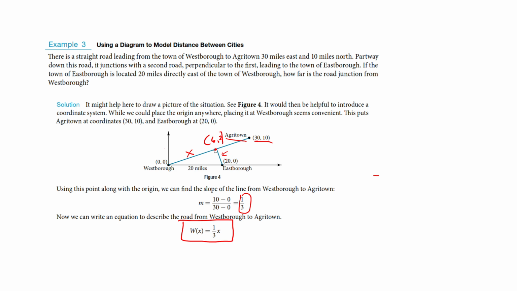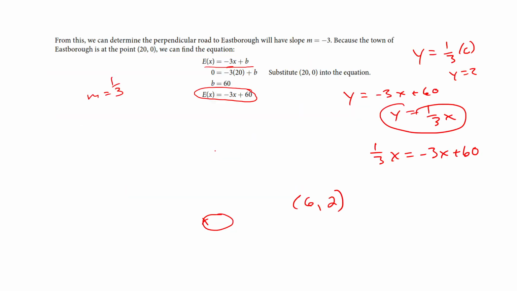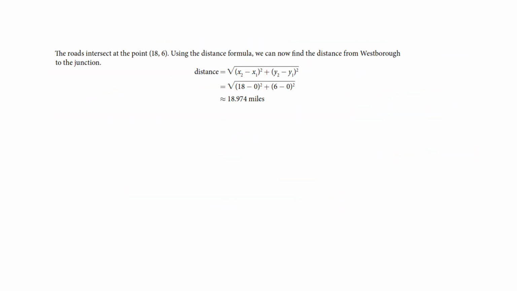Okay, well, so what? What good does that do us? Well, what we wanted was the distance from Westboro to that junction road. And we have 2 points. Well, when you have 2 points, you can just use the distance formula, which is really derived from the Pythagorean theorem. So I've got my 2 points.